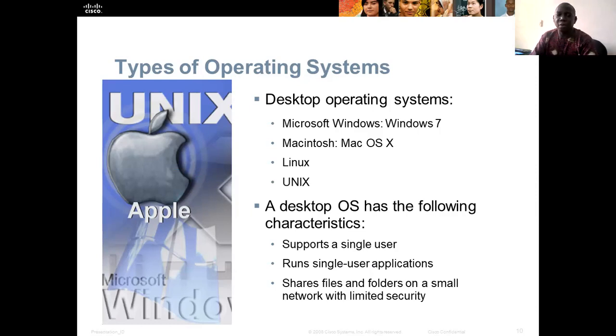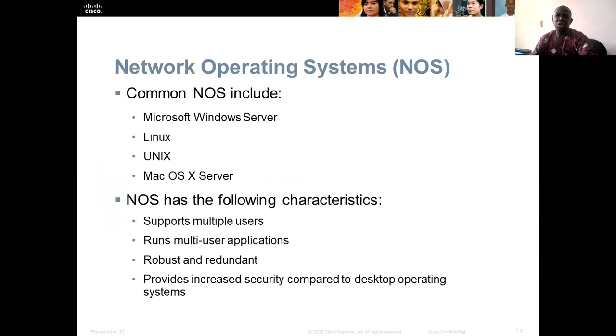When you have a desktop operating system, you should be watching out for the following characteristics: supports a single user, runs single user applications, and shares files and folders on a small network with limited security. Not only that, they also allow you to create your user account so that you can protect your system with a password. So they have limited security. That's what we're saying.